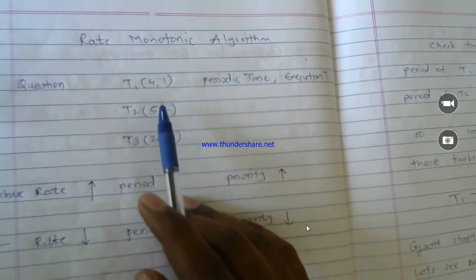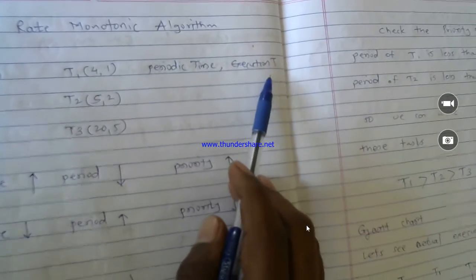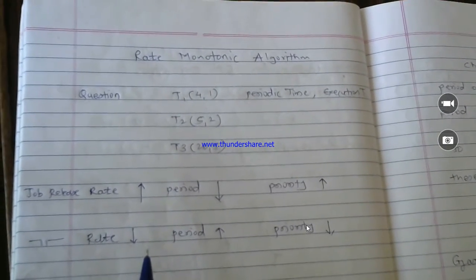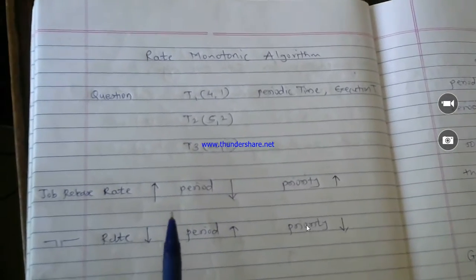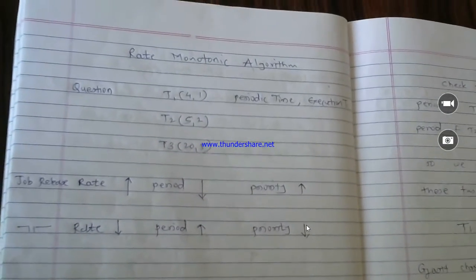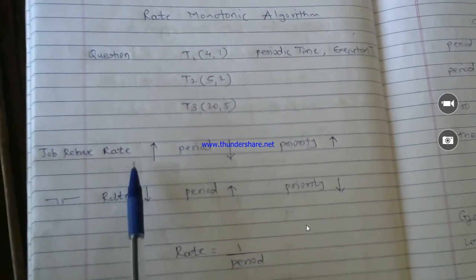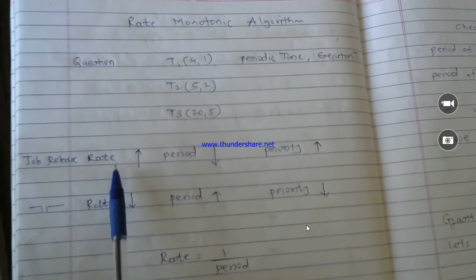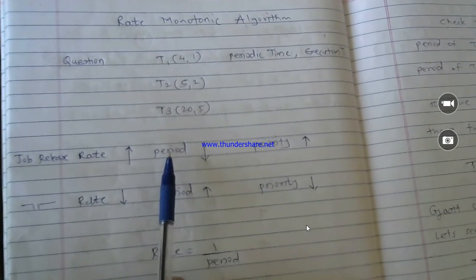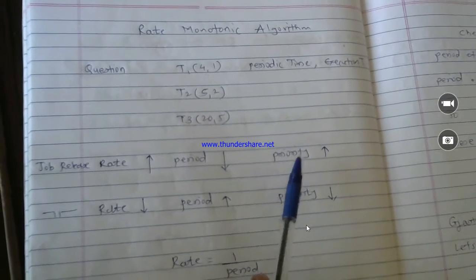As we are discussing, in task T1, 4 is the periodic time and 1 is the execution time. Before starting the example, to understand the rate monotonic algorithm, which is one of the scheduling algorithms in real-time systems, try to understand how to decide the priority of a particular task. Through this, please understand, if the rate is high, then the period goes down and priority goes in the upward direction.